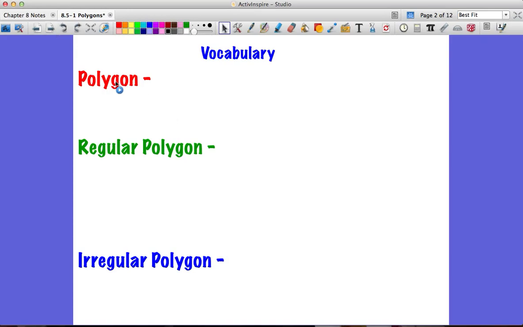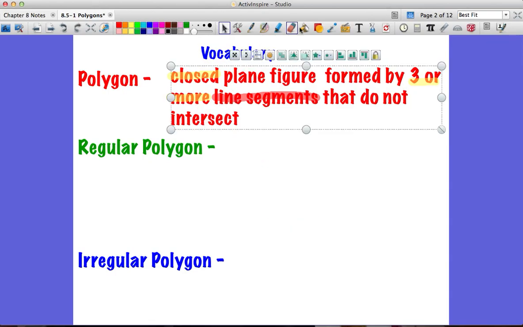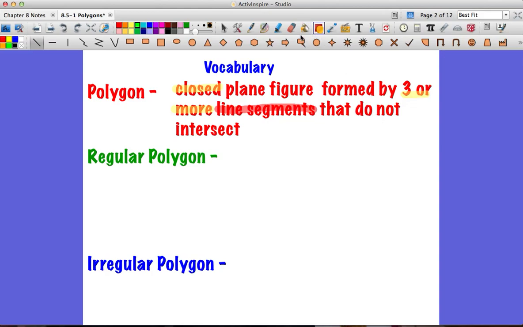Alright, first we have a polygon. A polygon is a closed plane figure formed by three or more line segments that do not intersect. It's important that you understand that they are line segments, that it's closed, and that there has to be three or more of the line segments. Okay, so what this means is basically any of your shapes.